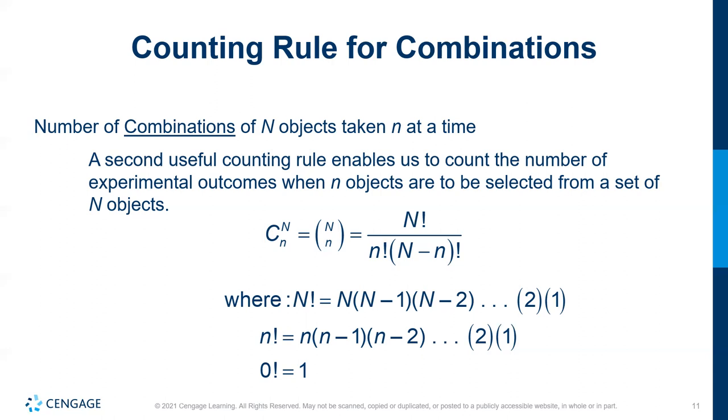Okay, so we take the number of objects that we're drawing from, divided by the number of objects that we're selecting factorial, times the number of objects we're drawing from minus the number of objects we're selecting factorial. That's confusing. Don't worry too much about it. I want to show you that, and then we'll get into an example that makes more sense.